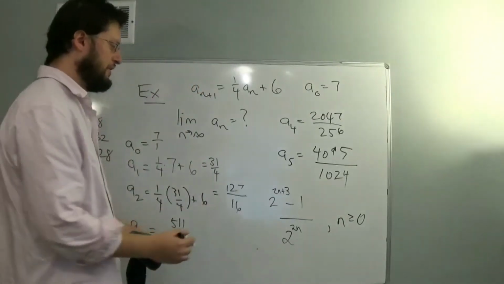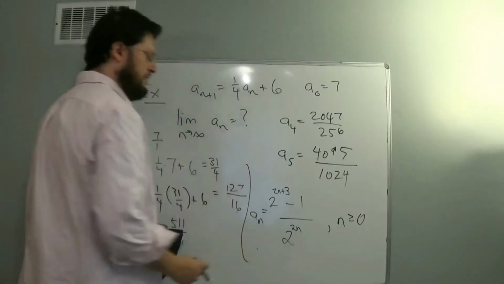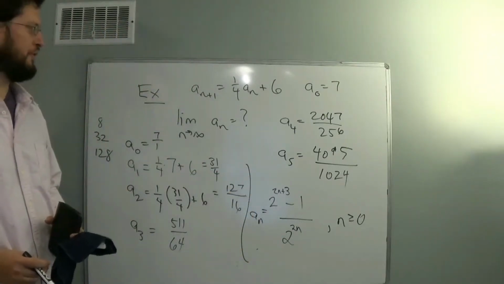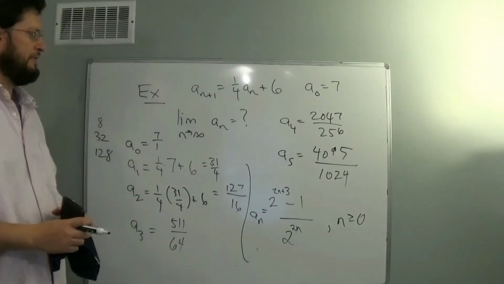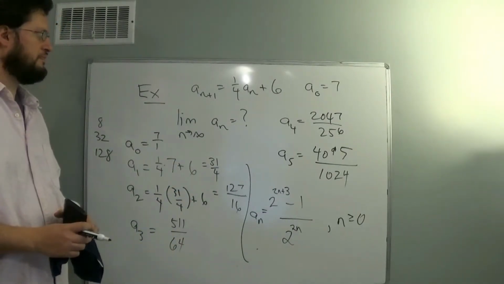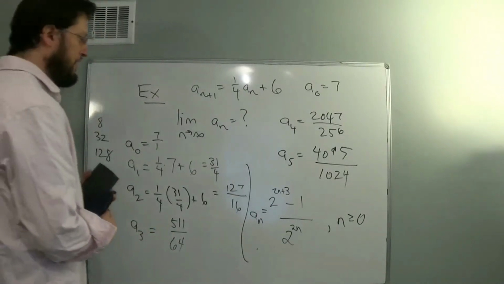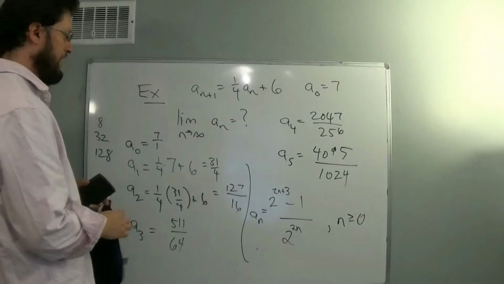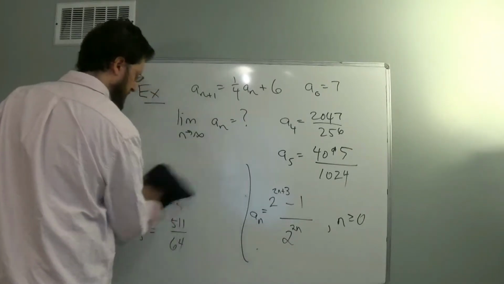So this is an explicit formula for AN. We've just found an explicit formula for AN by writing down the numbers and looking for a pattern. Okay, so now what? Now we're asked, what is the limit of this as n goes to infinity? So let me save this formula.